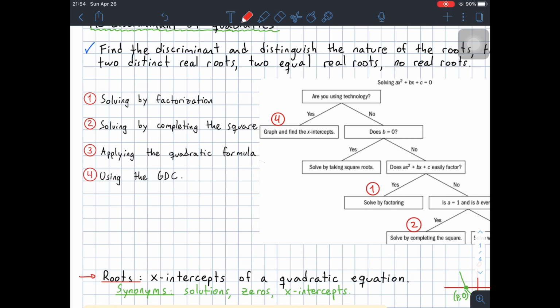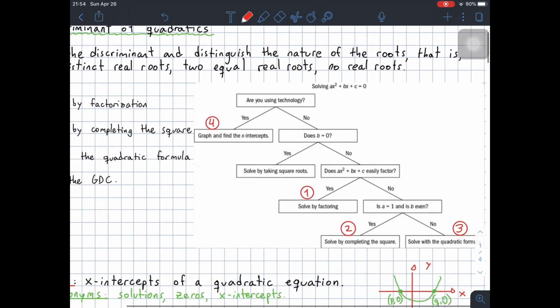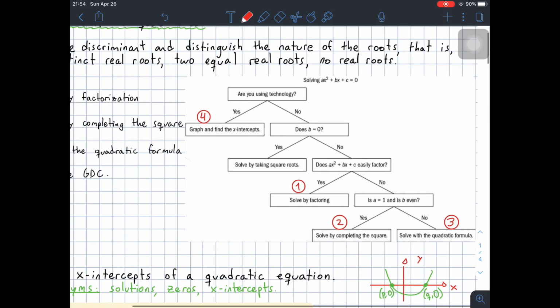So when you're facing a problem, which one would you pick? Here's a small guide that will let you choose according to the shortest time each of these techniques would take. First question, when you're given a quadratic equation, are you using technology? If the answer is yes, then go to the fourth method, which is using the GDC, and graph the functions and find the x-intercepts. That'll be the easiest way.